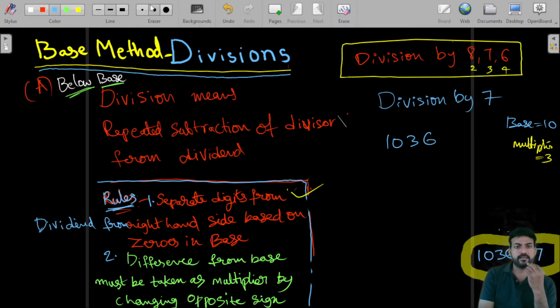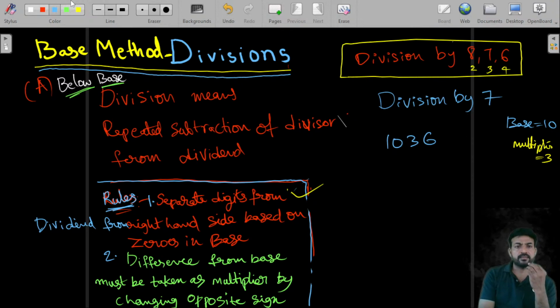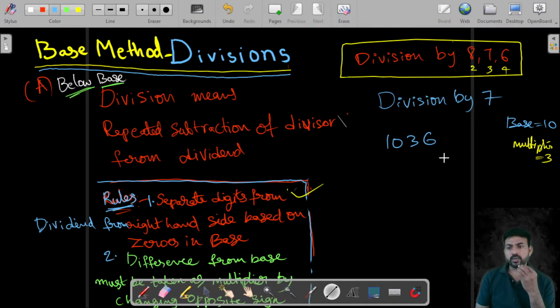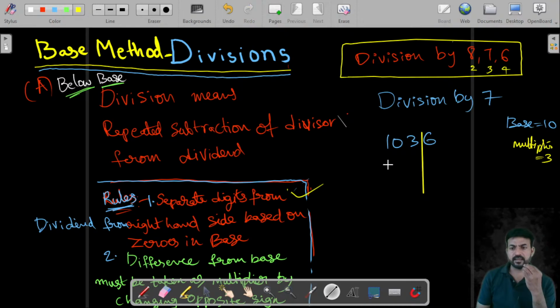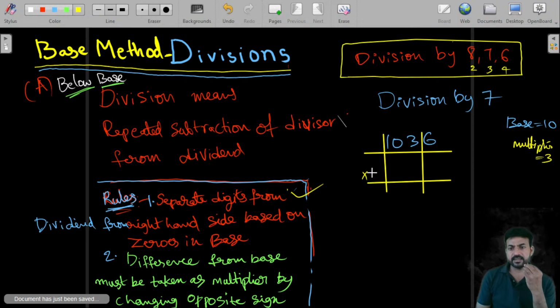1036 divided by 7. So base has 1 zero, so separate 1 digit from the dividend. ఎన్ని జీరోస్ ఉంటే అన్ని డిజిట్స్ సపరేట్ చేయాలి. So base is 3 more than divisor. So multiplier is 3.